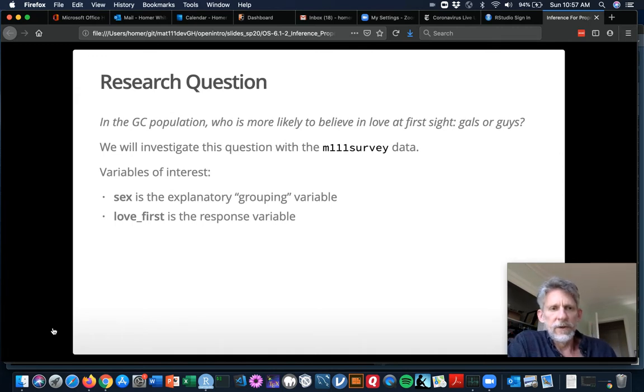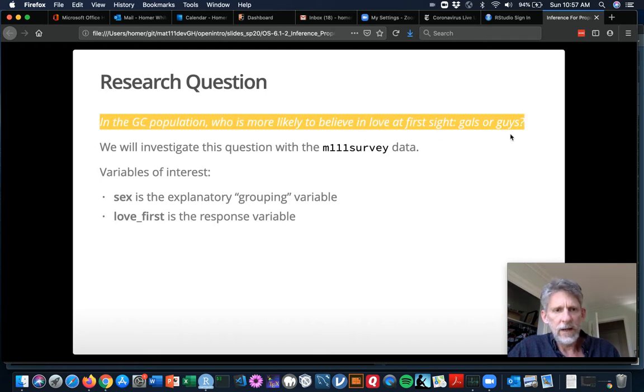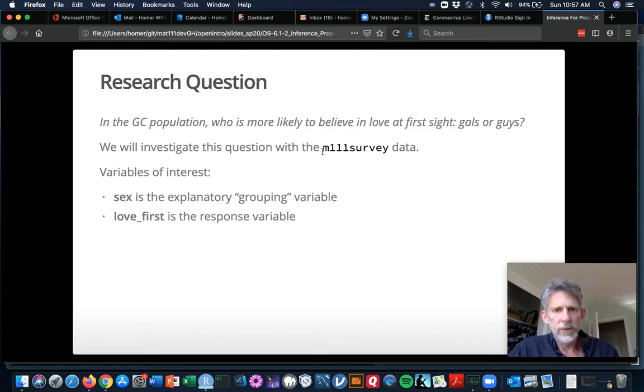Let's give ourselves a research question. Think about the Georgetown College population. Who's more likely to believe in love at first sight? A guy or a gal? And we'll use the familiar M111 survey data to investigate the question.